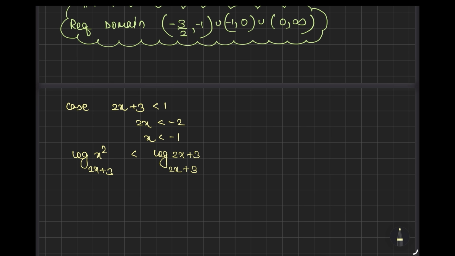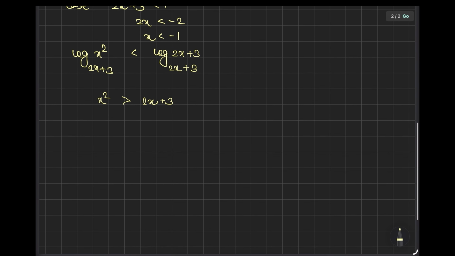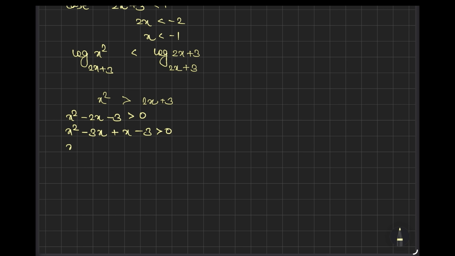So suppose I am removing this log. So we will be left with x square greater than 2x plus 3. Okay. Now just do the simplification part. So we got x square minus 2x minus 3 greater than 0. So x square minus 3x plus x minus 3 greater than 0. So (x minus 3)(x plus 1) greater than 0.